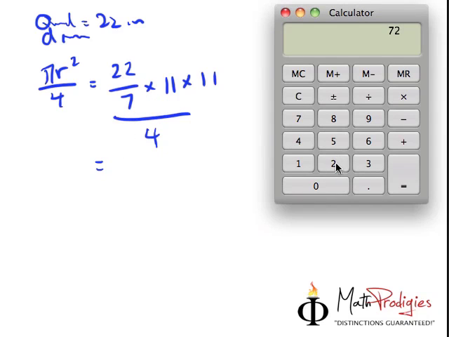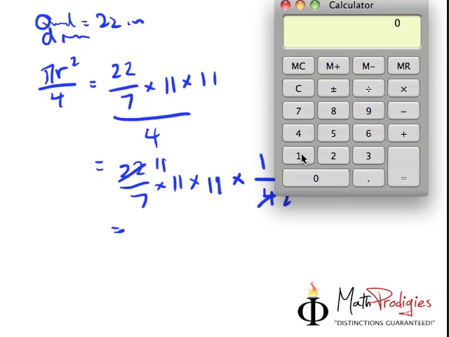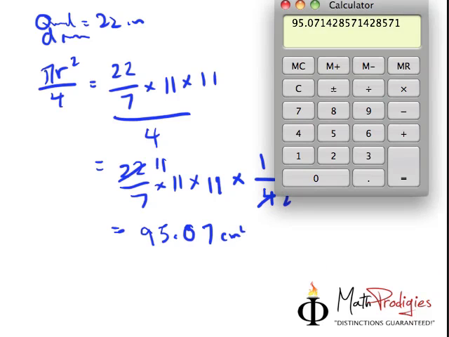You get 22 times 11 times 11 divided by 7. Hold on, let me do this in a better way. Divided by 4 is times 1 over 4, so you can cancel this off. You go by 2, you get 11, here you get 2. So you get 11 times 11, which is 121, times another 11, which gives you 1331 divided by 7 times 2, which is 14. That's 95.07. So that's the answer.